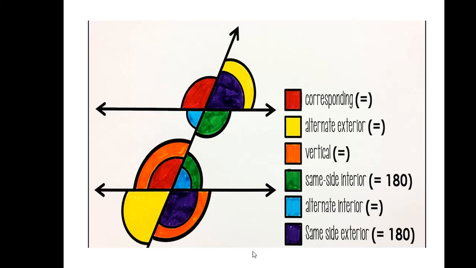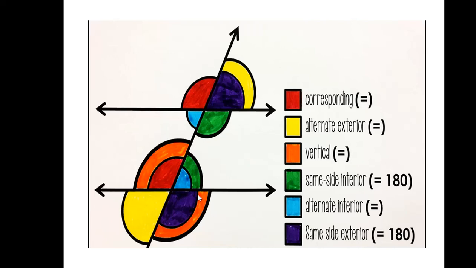Coming to the next one, light blue color, alternate interior. Alternate, I said, one will be to the left and the other to the right, and interior, so they are inside the two parallel lines. Then the last one, the violet color, same side exterior. They both are on the same side of the transversal, to the right of the transversal, and the addition of these two angles is supplementary. If you add these two angles, the sum will be equal to 180 degrees.